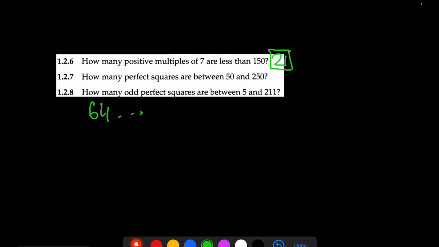And then if you continue counting, we would get 10 squared is 100, 11 squared is 121, 12 squared is 144, 13 squared is 169. So it would be 12 squared, which is 144. And like always, if you have squares, our best thing is probably just to write them as squares: 8 squared up until 12 squared. Now, that's 12 minus 8 plus 1, which is 5.